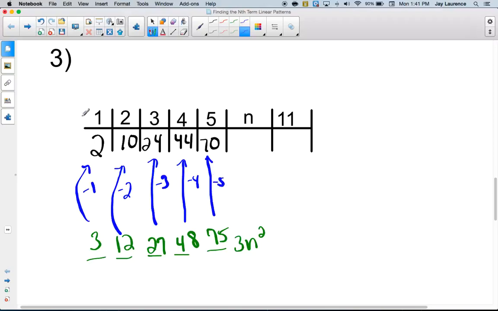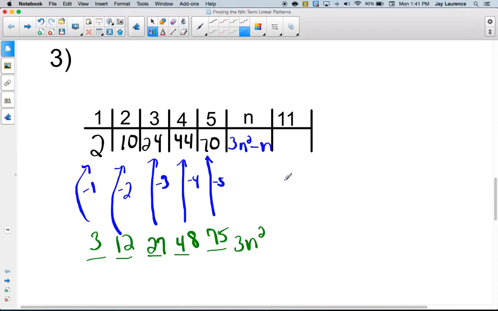But did you notice on the first one I subtracted 1. The second one I subtract 2. Third one I subtract 3. What do you think I'm going to subtract on the nth one? I'm going to subtract n. This pattern is going to be 3n squared minus n.